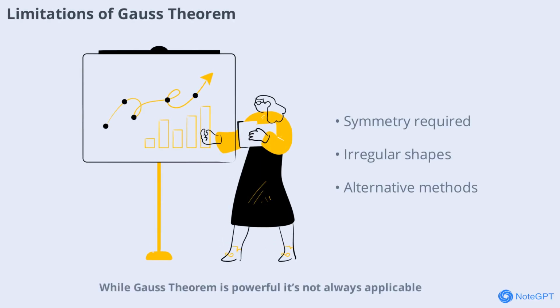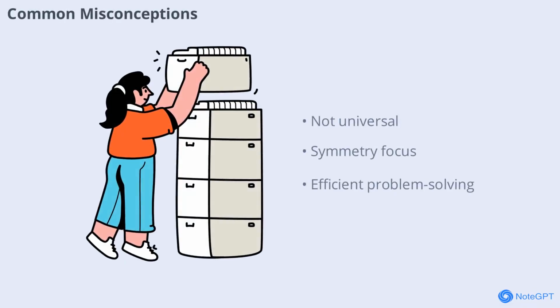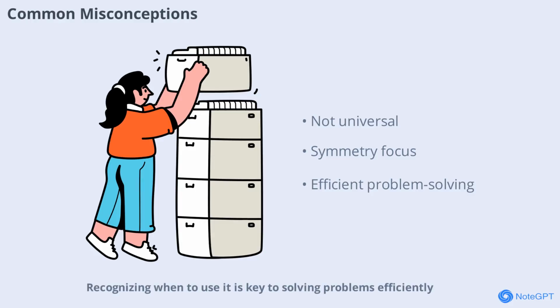While Gauss' theorem is powerful, it's not always applicable. It works best when there's symmetry in the problem. For irregular shapes or non-uniform charge distributions, other methods may be more suitable. A common misconception is that Gauss theorem can be used for any problem involving electric fields. In reality, its power lies in situations with symmetry. Recognizing when to use it is key to solving problems efficiently.